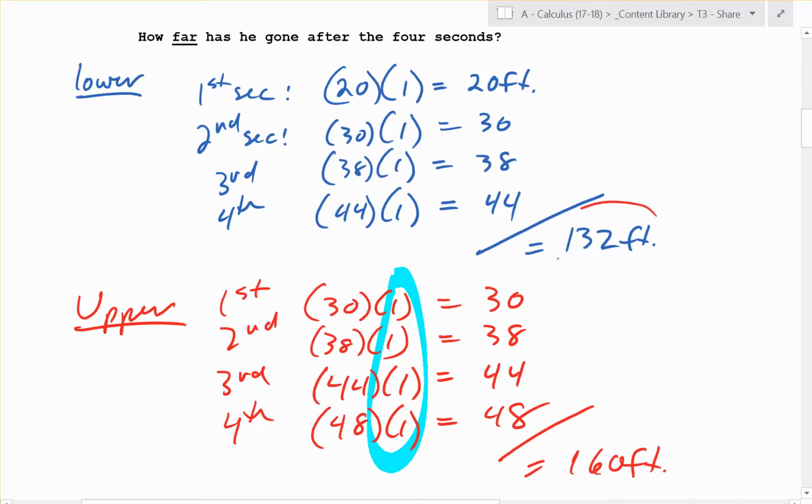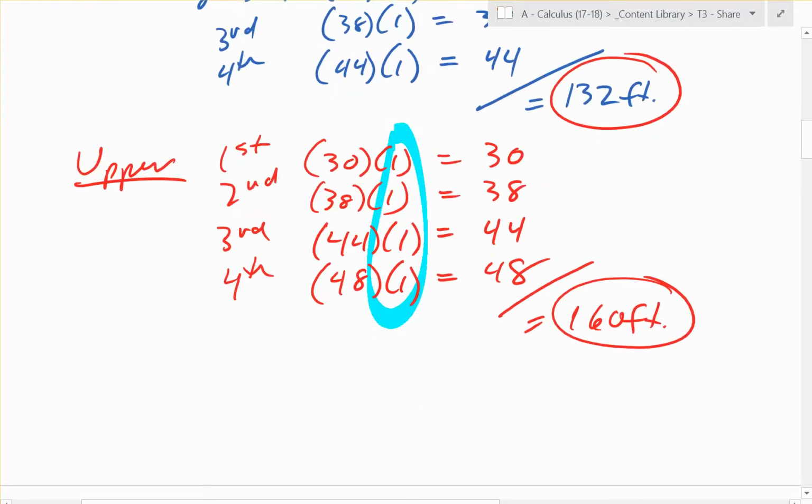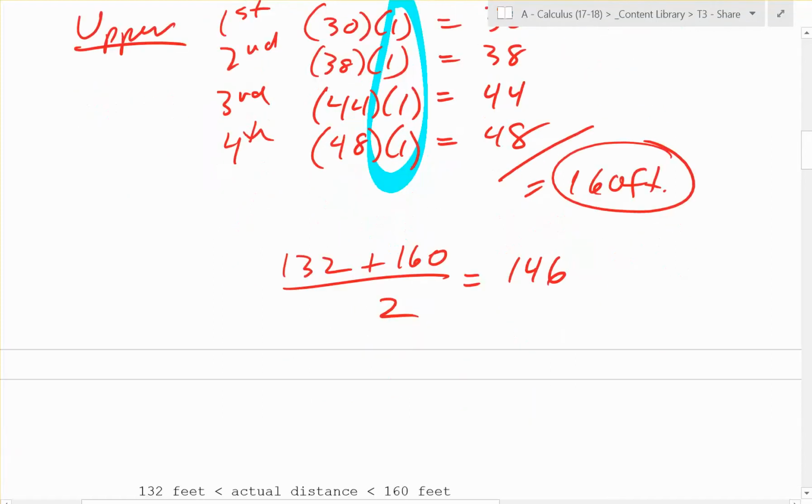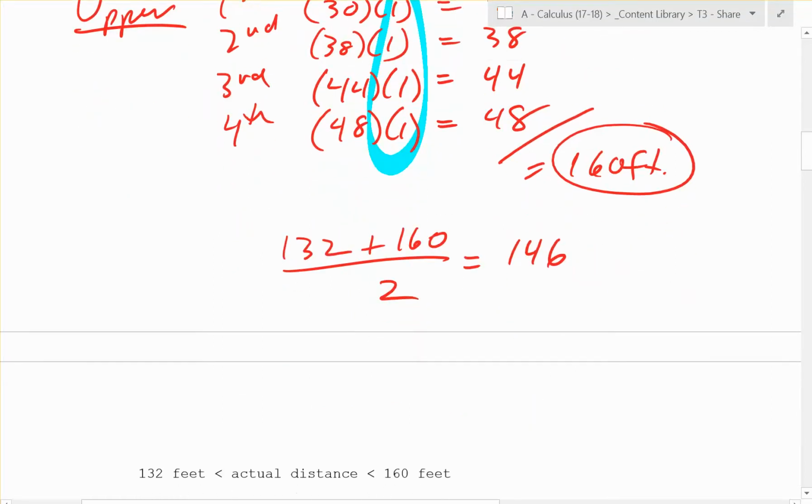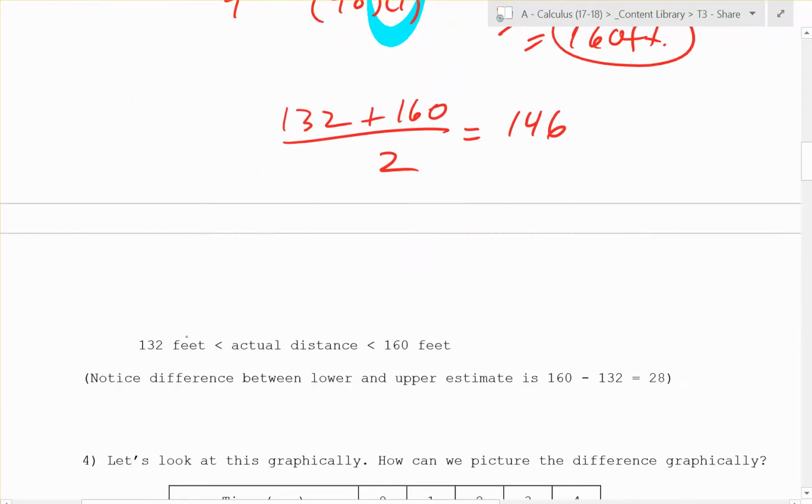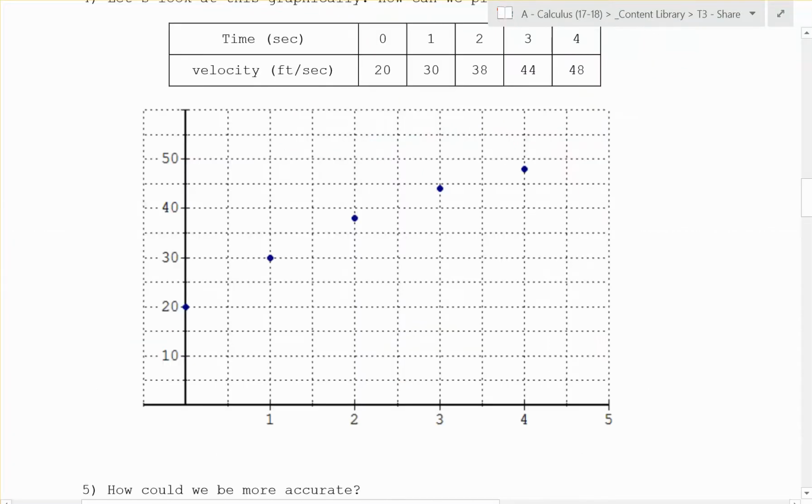So a lower estimate would be 132, and an upper estimate would be 160. So what we could do is average the two, 132 plus 160 over 2, as our guess, because we don't know, and we end up with 146. All we know is that the distance traveled is going to be between 132 and 160 feet. So what does this look like graphically?